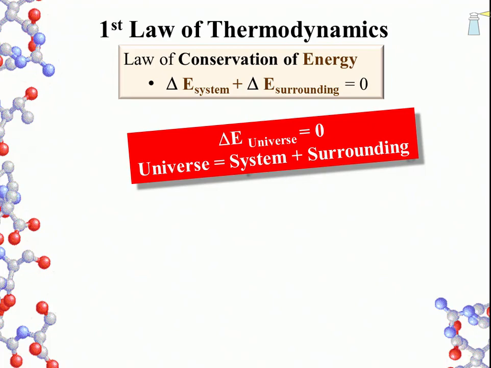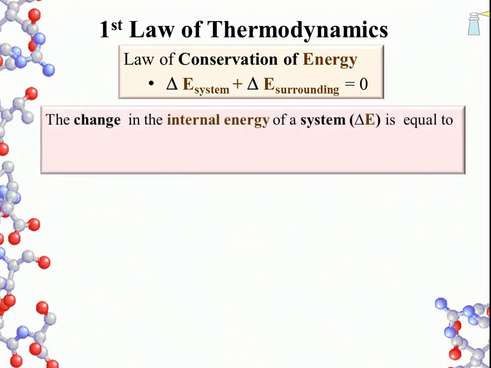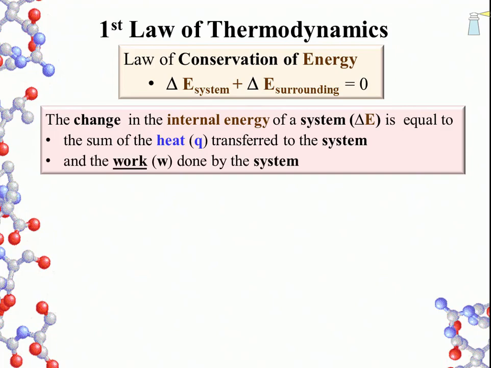The first law of thermodynamics can also be discussed using the way energy is transferred between the system and the surroundings, specifically energy in terms of heat and work. The change in the internal energy of a system is equal to the sum of the heat Q transferred to the system and the work W done by the system. That is the thermodynamic definition of the first law.